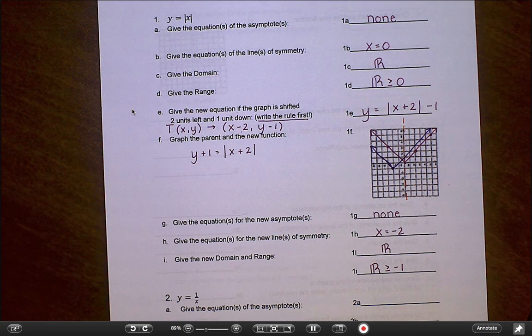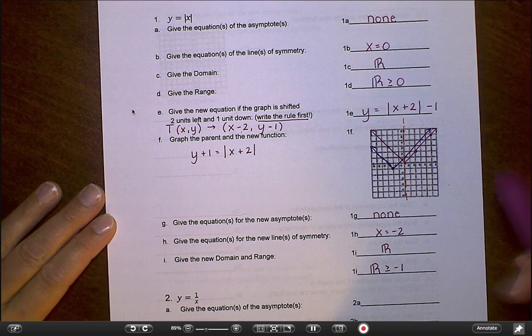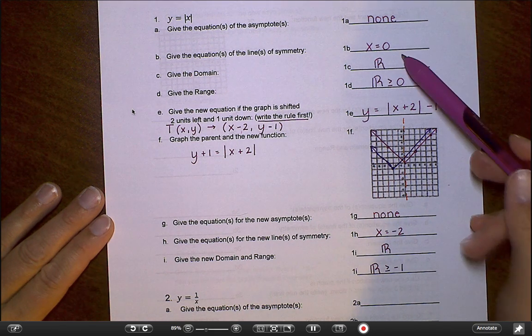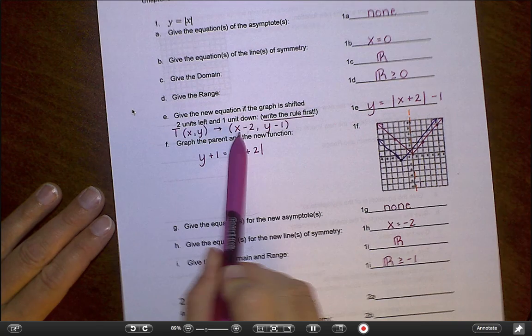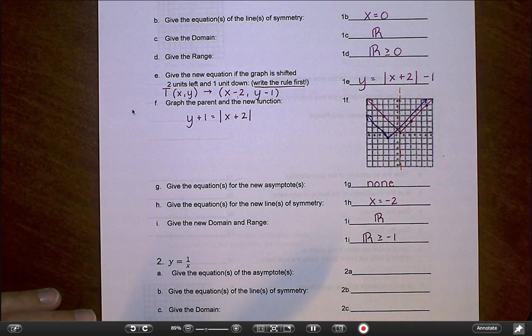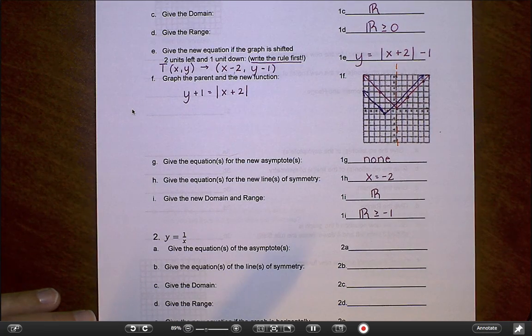But I think the point we're trying to drive home here is that all of these characteristics, domain, range, asymptotes, lines of symmetry, they're all going to shift according to that rule. So that's why it's helpful to write that rule out ahead of time. Okay, so let's try another one.